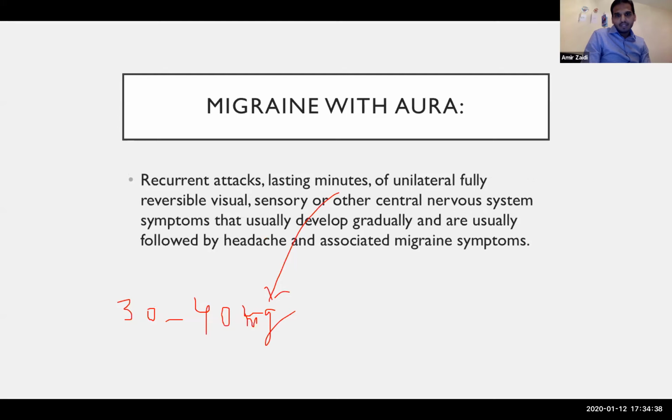Migraine with aura, similar kind of pain, but associated with fully reversible either visual, sensory, or motor or brainstem related any kind of auras. The important thing is those auras should be reversible, should be spreading gradually, and either before the headaches or during the headaches.